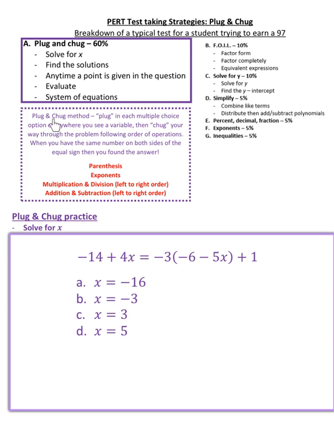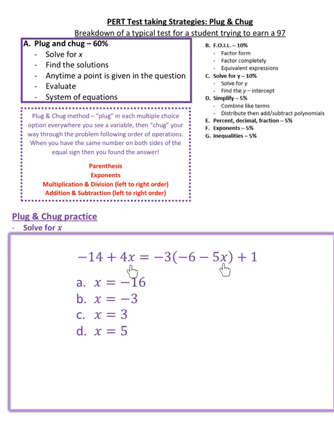Plug and chug can be used whenever you have a multiple choice test. You are basically taking the answers one at a time and plugging them everywhere you see an X in the problem. You see how we have an X at the very beginning and an X on the other side of the equal sign. If we are going to try answer choice A, which is X equals negative 16, you are going to plug negative 16 into this X and into this X. And when you do that, that is the plug part of the method.